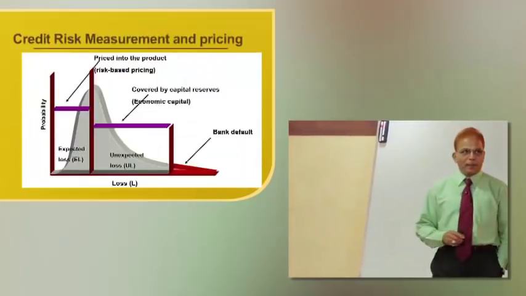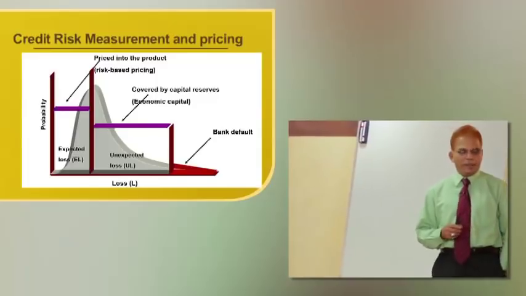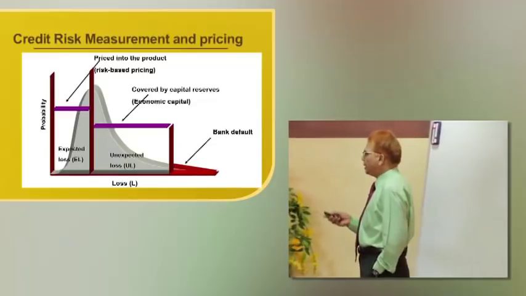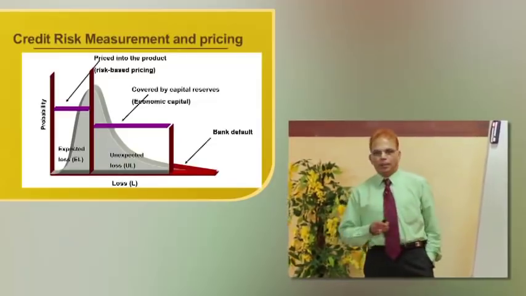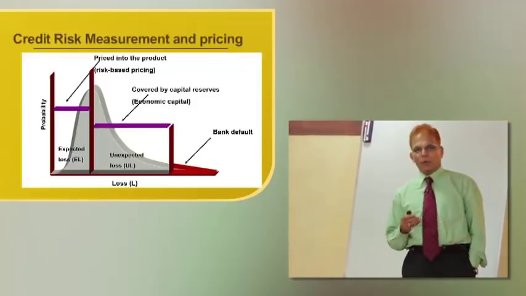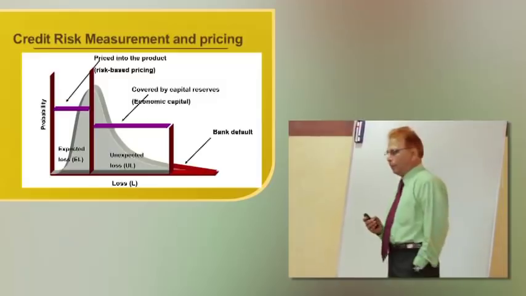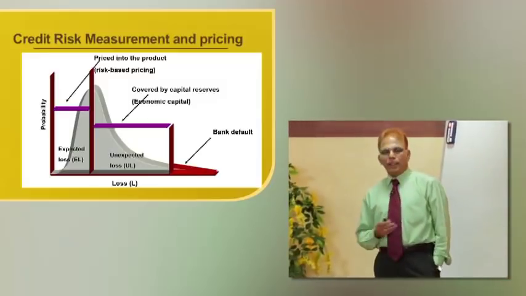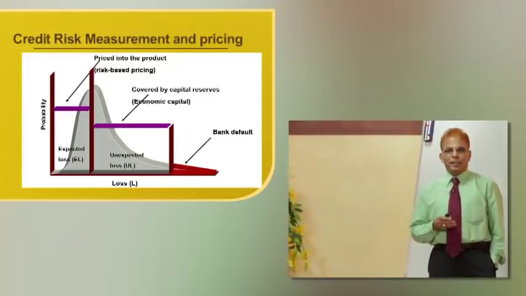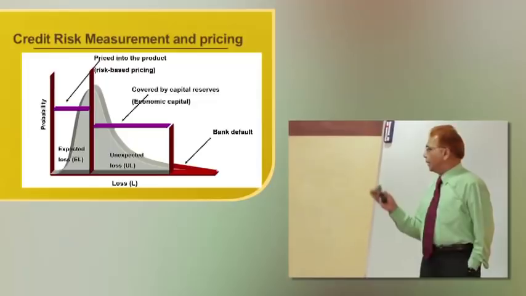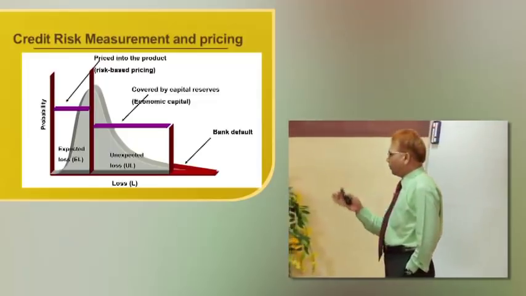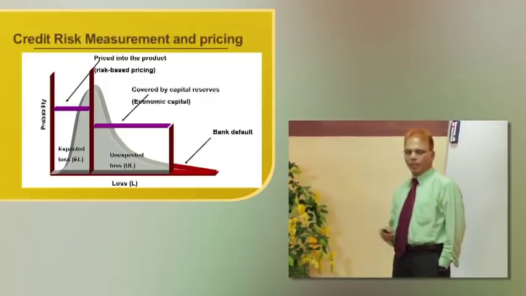And now, having measured the risk, what is the relation between the credit risk and the pricing? We know that the expected loss, which comes out of the historical experience or the way we have calculated probability of default multiplied by loss given default, in each rating category has to come from what is known as risk-based pricing.